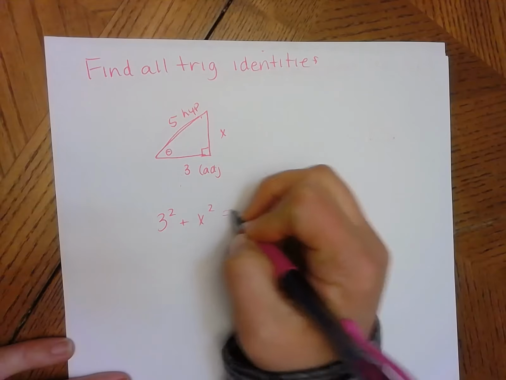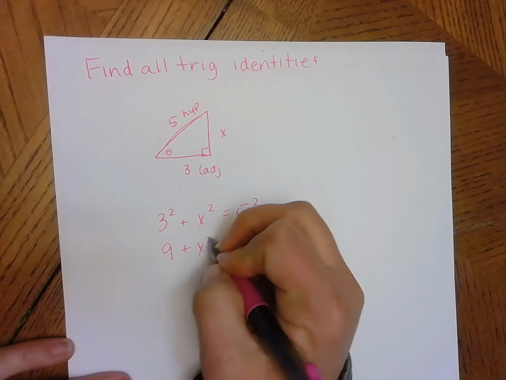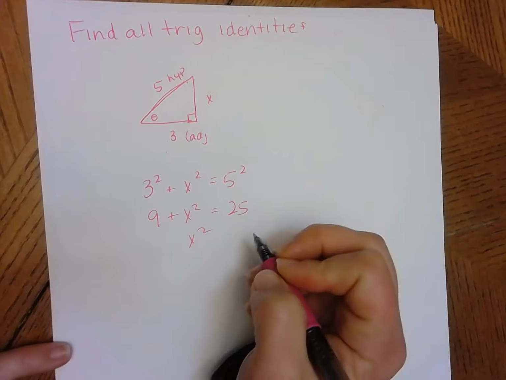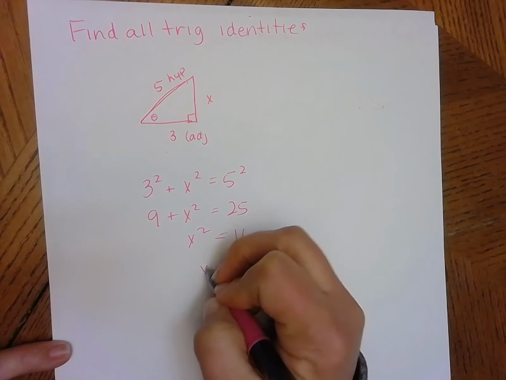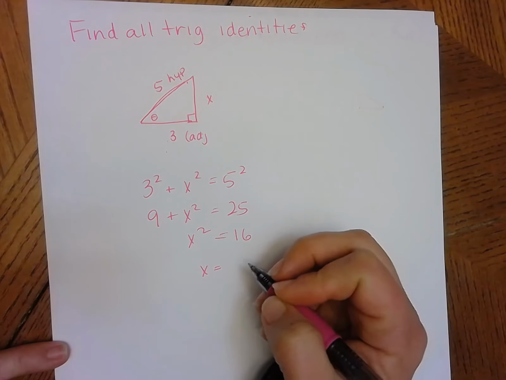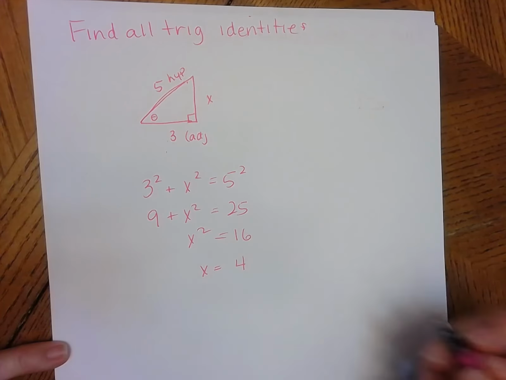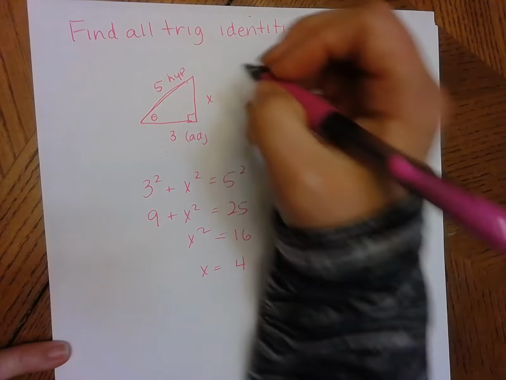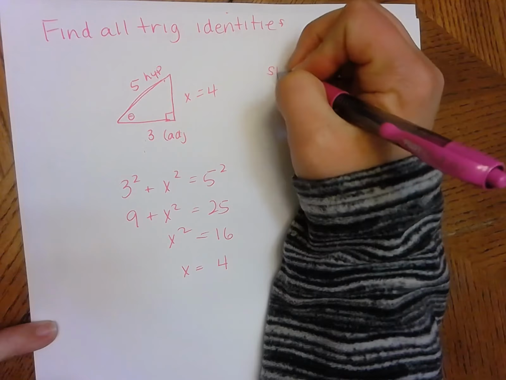x squared equals 5 squared. So this is 9 plus x squared equals 25. So x squared equals 16. I'm subtracting 9 from both sides. X equals, now since we're talking about the length of a triangle in this particular case, we're only going to talk about the positive 4. Normally I would put plus minus here. So this is 4. So now I can figure out everything I want.